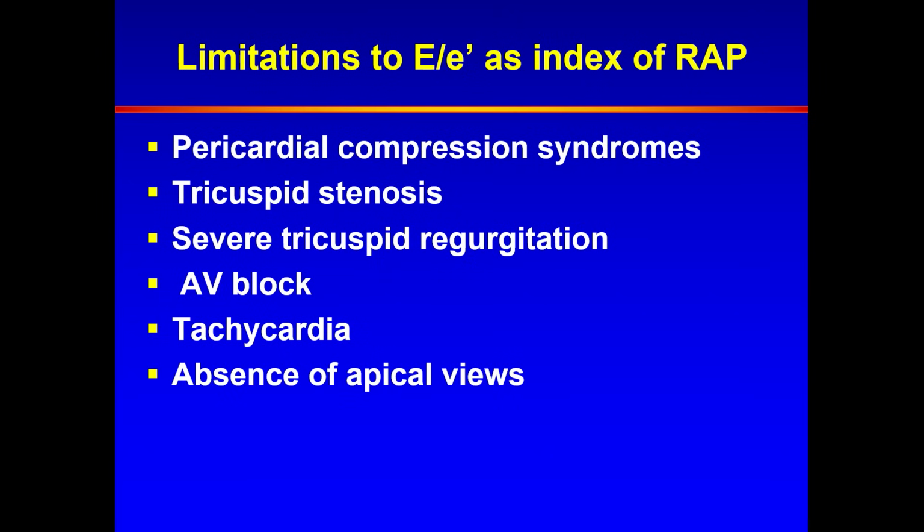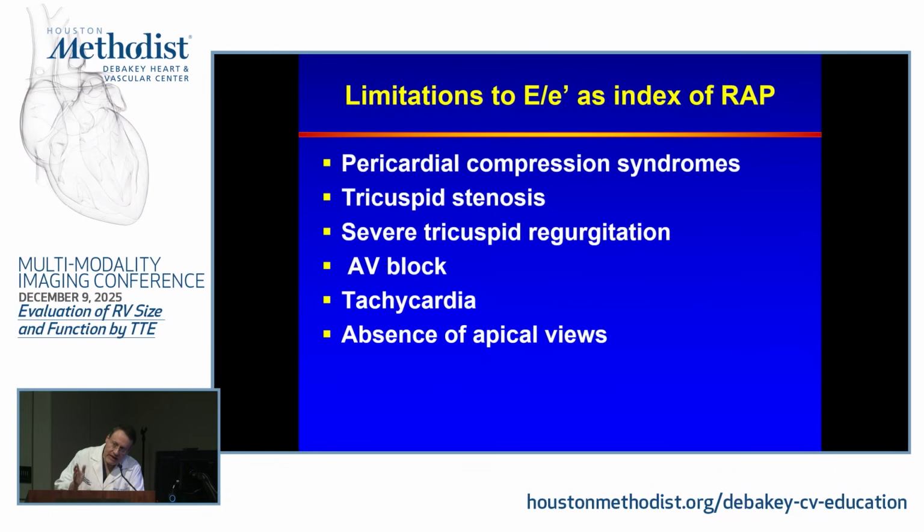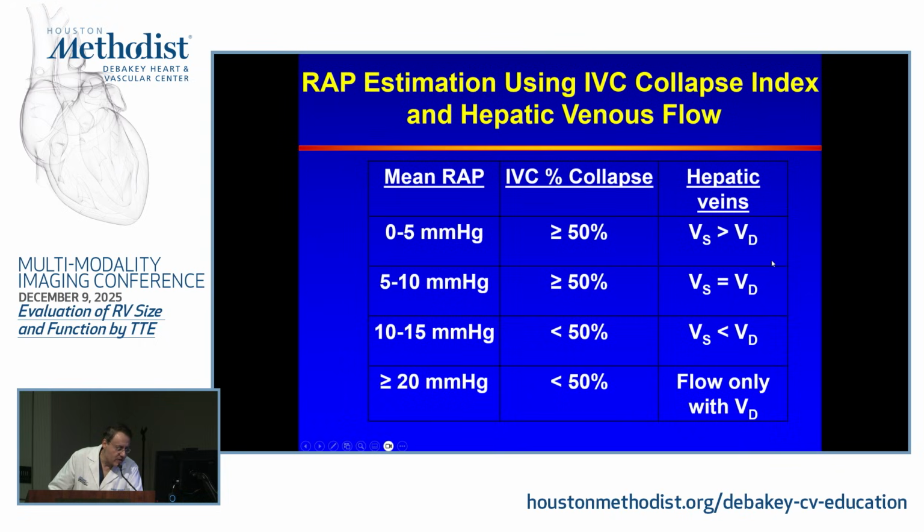Similar to the other signals, there are situations that pose challenge, as in pericardial disease, where that early diastolic lateral free wall velocity may be reduced because of pericardial adhesions, tricuspid valve disease, and arrhythmias, and of course absent apical views.